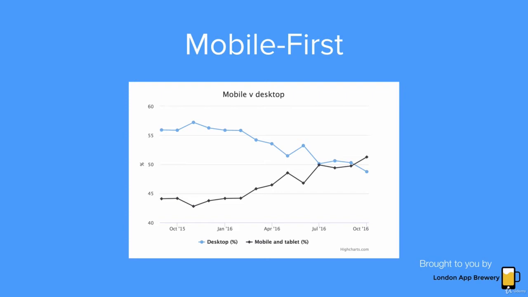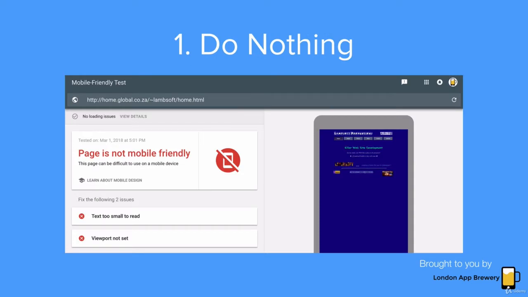Now, what are some of the ways that we can deal with this? Well, number one is do nothing. Basically, bury your head in the sand and pretend that nothing happened and just make your normal desktop websites and be done with it. Well, the problem is that you actually get punished for this kind of behavior.